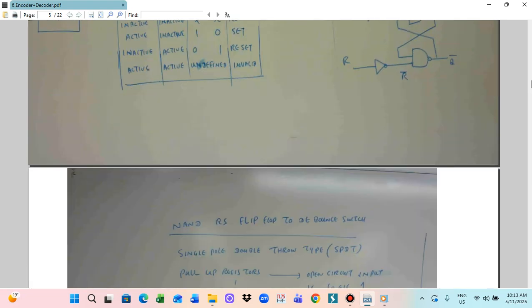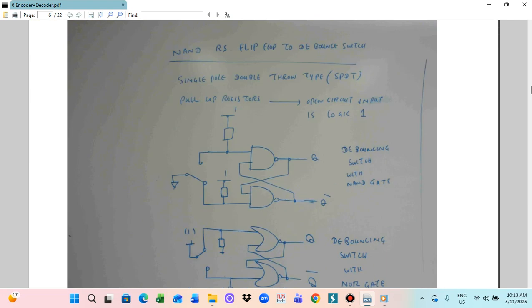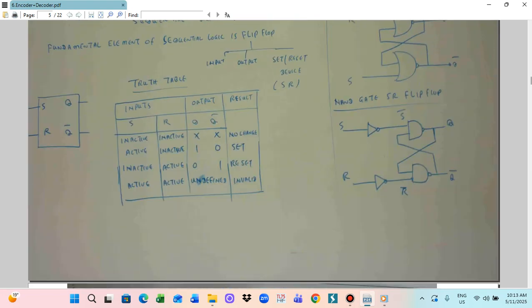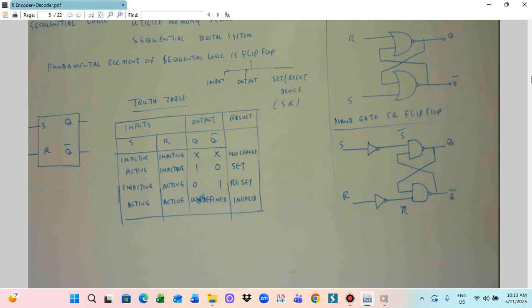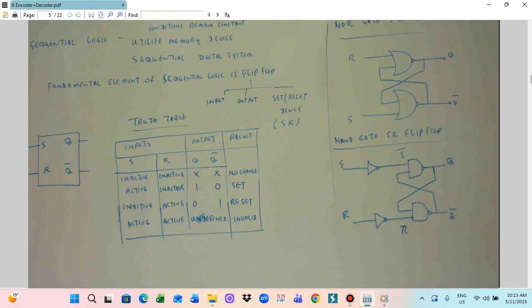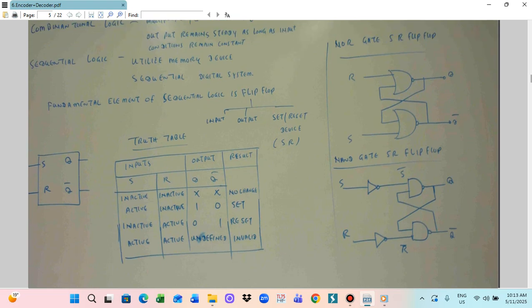So S inactive, R inactive: output is no change. S active, R inactive: output 1 0, this is set. S inactive, R active: output 0 1, so reset. We cannot put both inputs active together, so this is the forbidden or invalid state. So the flip-flop can be constructed from NOR or NAND gates. This is the connection of the flip-flop. R and S are the inputs, Q and Q bar are the outputs of the flip-flop.